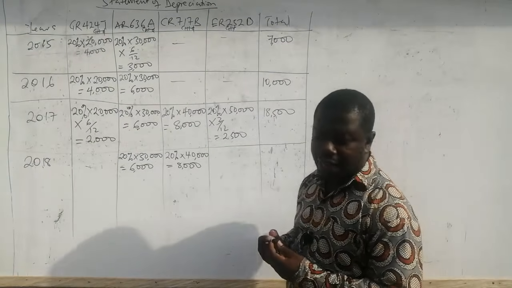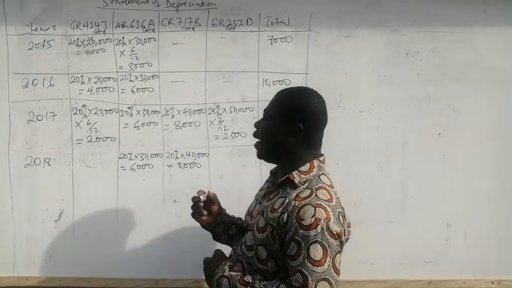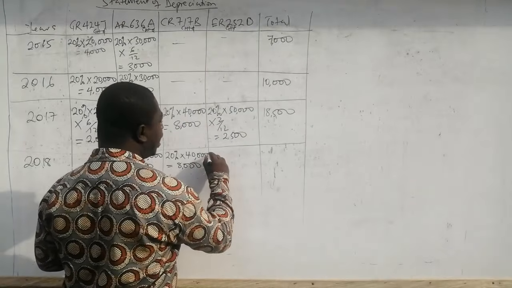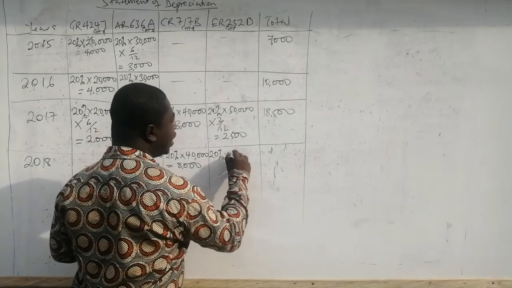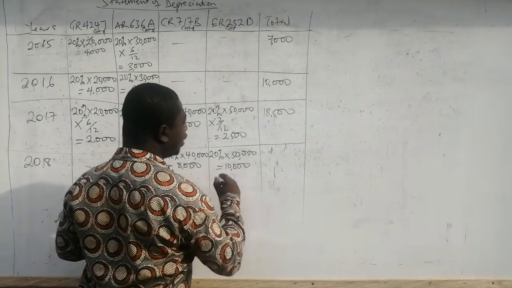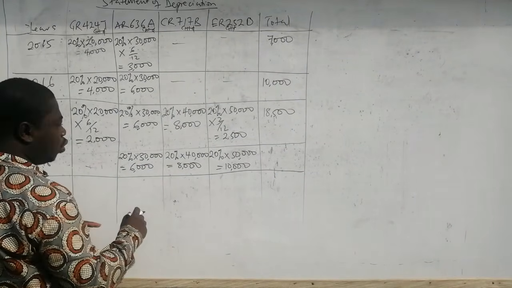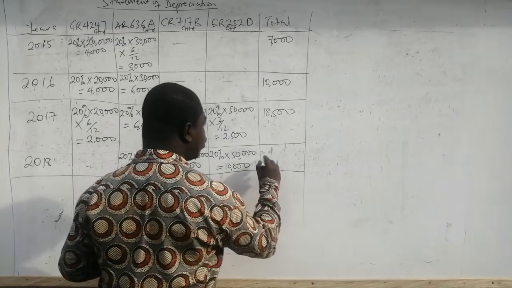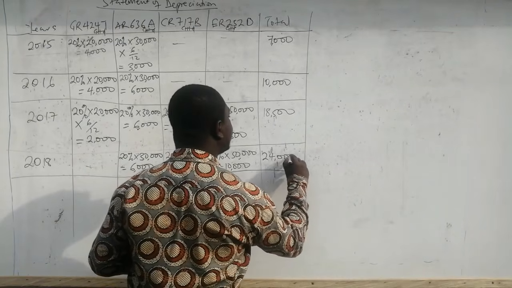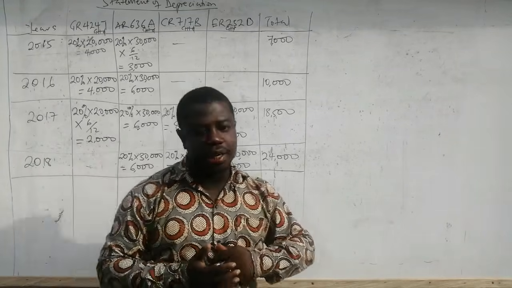And then we come to the last asset, ER, which was also never sold according to the question. And this time it was used throughout the year. And so it will be 20% times 50,000. And that's going to give us a depreciation charge of 10,000. And so we close the year and we have a total depreciation charge of 24,000, which is 6,000 plus 8,000 plus 10,000. So we have 24,000 Ghana cedis.